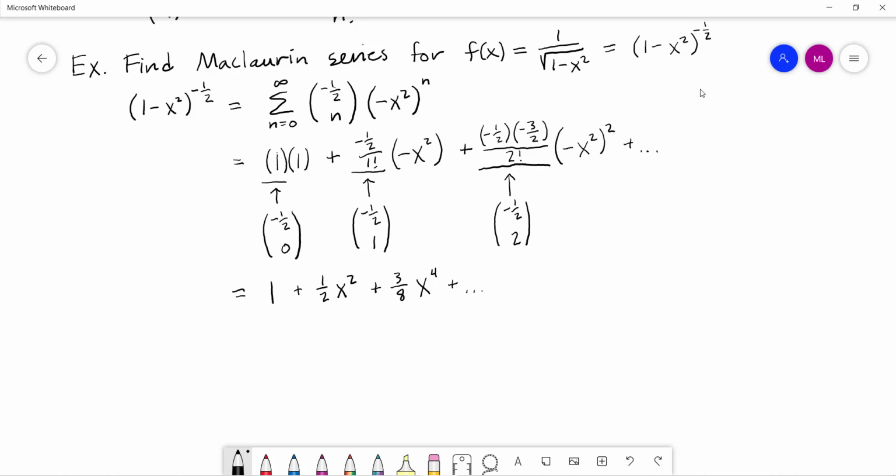So that's what the first three terms at least of the series representation of this thing would look like. So that's how you can do one of these problems. And again, it's a little bit ugly, but that's kind of the idea here.